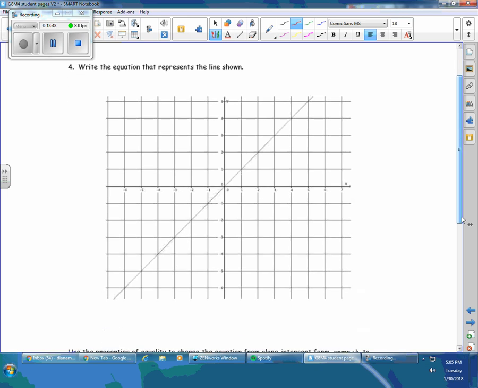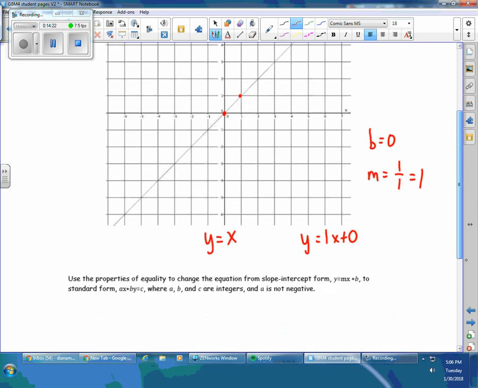Number 4, identify your y-intercept, identify your slope, and write your equation. Now I would just write this as y equals x. If you put y equals 1x plus 0, that's fine. You just included a lot of information that's unnecessary.